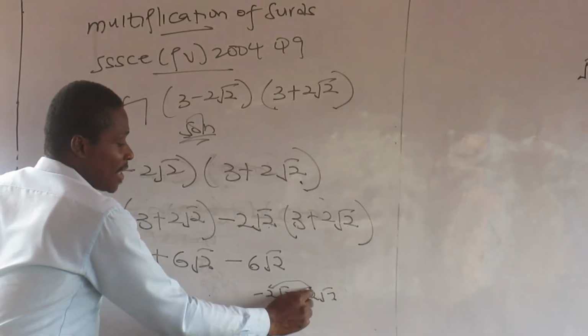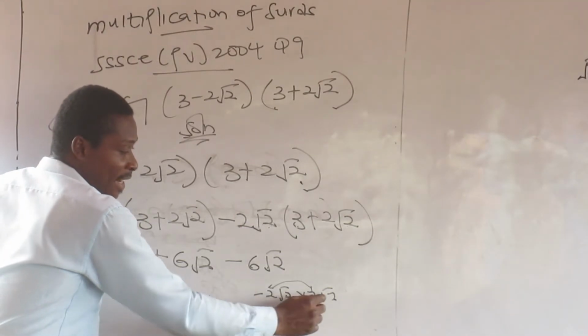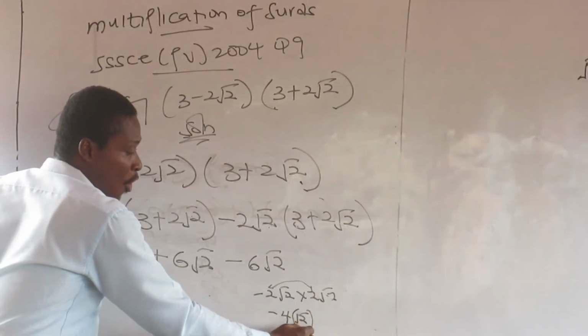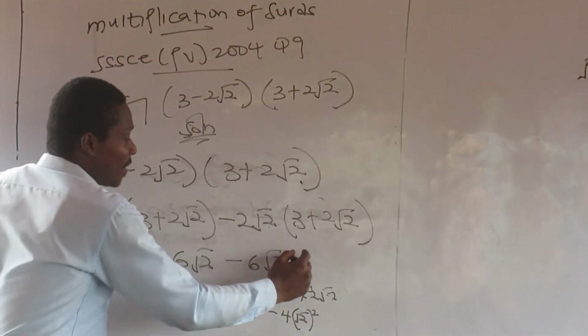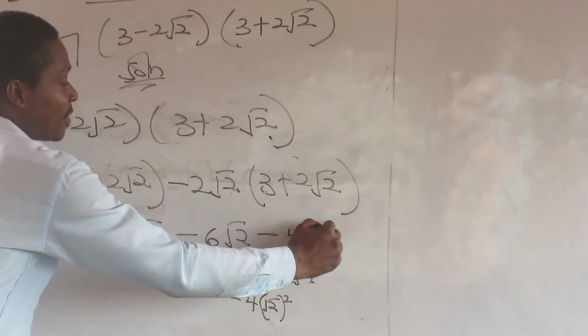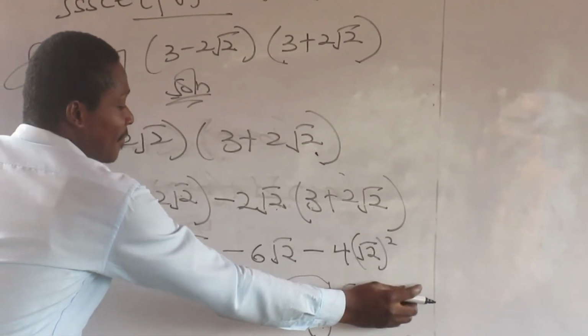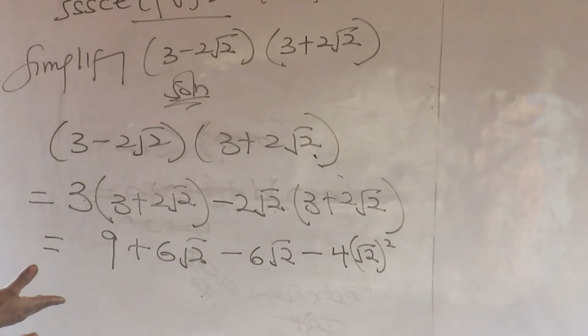So outside, that is minus 4. Inside, that is root 2, all squared. Did you see that? Good. If the eye inspection is not working, try hand inspection. Don't forget. So that is off. Good. So that is what creates problem for most students. Yes.